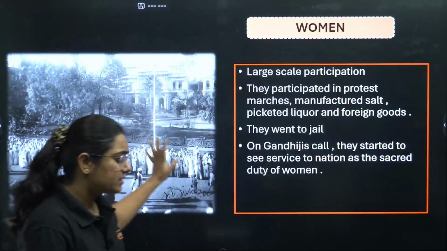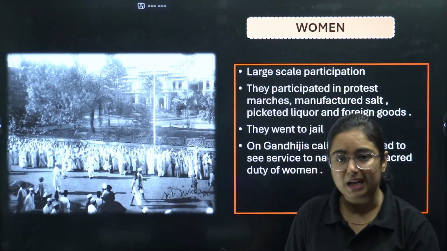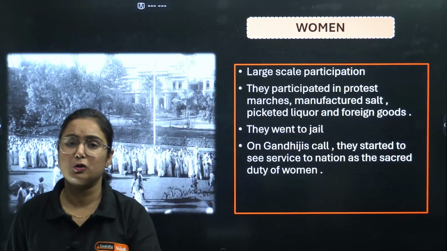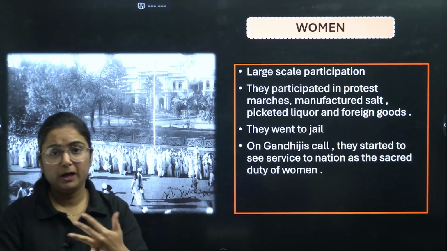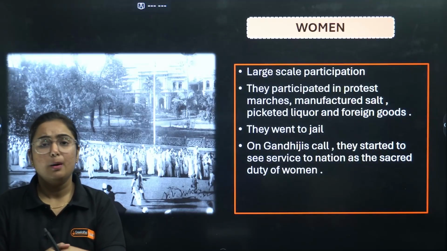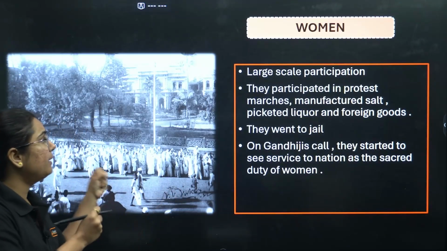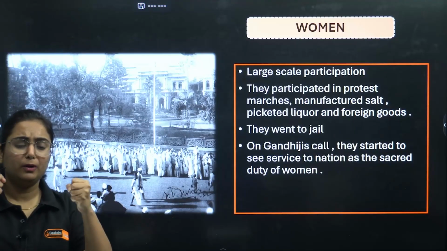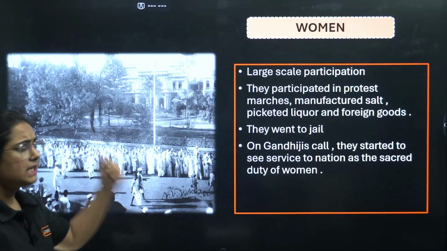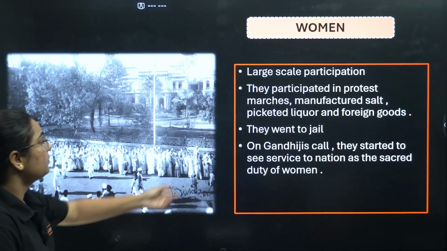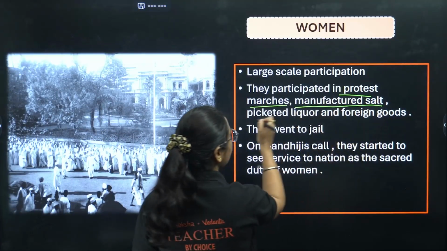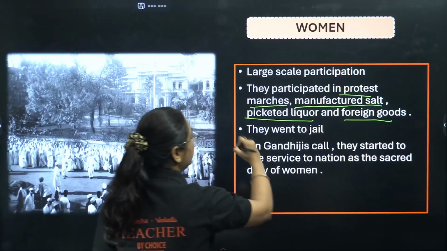Now coming to the most important one, that is the participation of women. Why is it important? Because up till now, whatever movement has taken place in India, be it the Swadeshi movement or the non-cooperation movement, we have not seen so much active participation of women. But here, up till the time CDM was launched, women came on the streets, women were actively participating, they even went to jail, right? Large-scale participation was seen there. They participated in protest marches, they manufactured salt, they picketed liquor and foreign goods. They even went to jail.